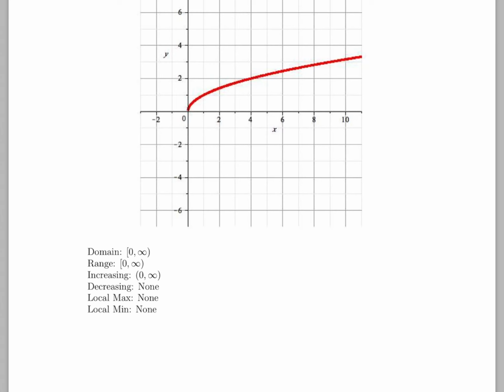Then I have the basic square root graph. So this is where y is equal to the square root of x. I can't square root a negative number. So my domain is from 0 to infinity. I can square root 0 and get 0. So I'm going to include 0 in my domain and go all the way to infinity. But because I can't square root any negative number, I start at 0 and go up to infinity.